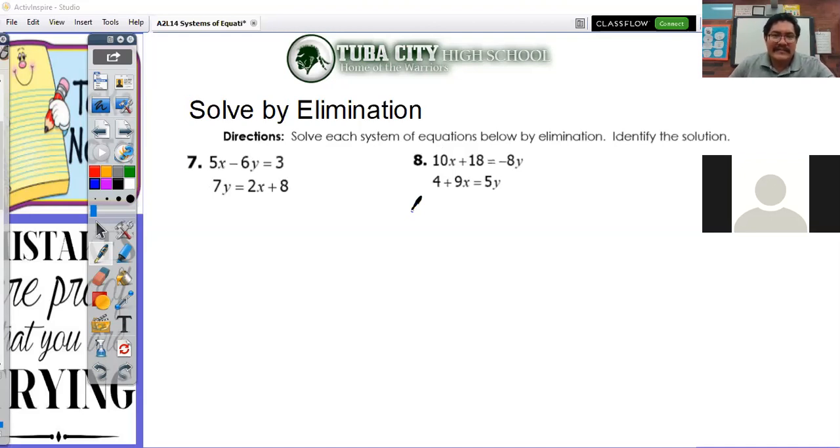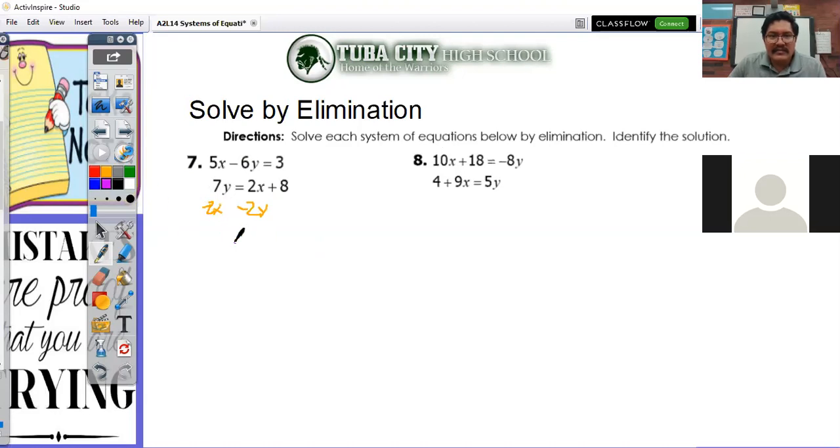Because we have to make them, both of them, in the same order. So the question is, which one do we put them in? It looks like this one's not in any form, and this top one is in standard form. So I'm thinking that we could just change the order of this bottom one. So I'm going to have to minus 2x from both sides.